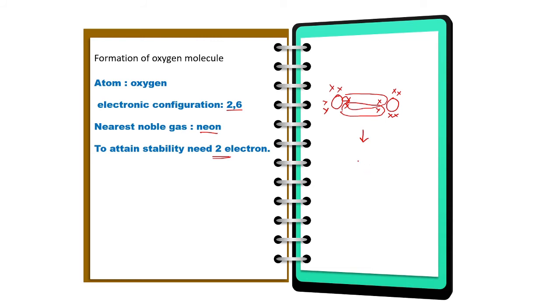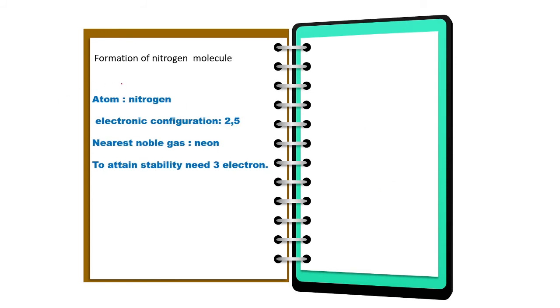Okay, and it will be fulfilling its octet by formation of two covalent bonds. And this type of covalent bond is called a double covalent bond. Okay. The fourth example is the nitrogen molecule.